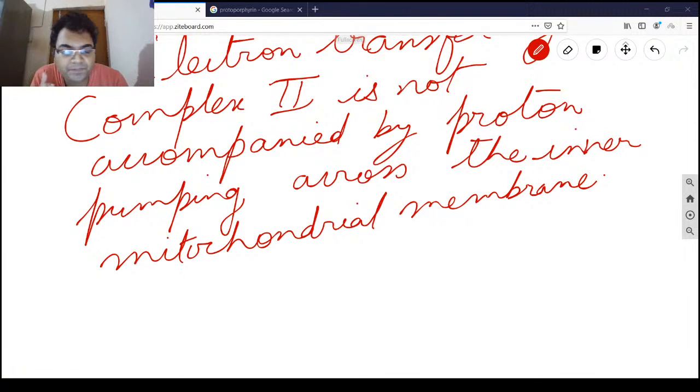Always remember. Now, since complex 2 functions in the citric acid cycle, factors that affect its activity probably serve to coordinate that cycle with mitochondrial electron transfer as well, because it should be available for both the cycles, right? So that is the most important theme here.